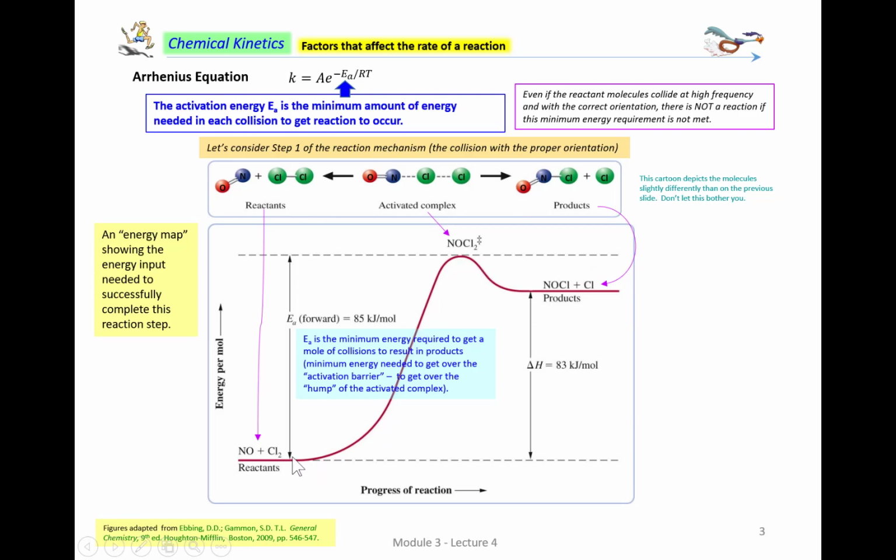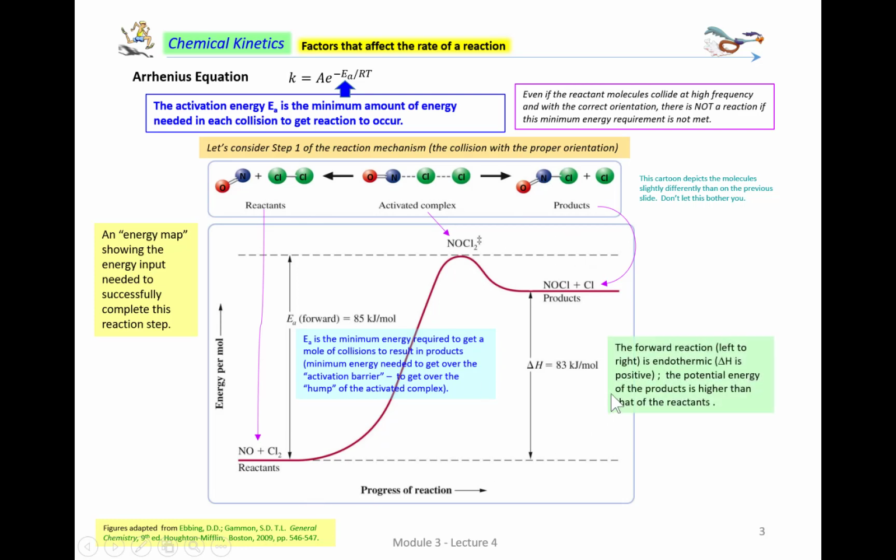The energy needed to get to the top of that hill is called the activation energy, and it's the activation energy of the forward reaction, because we think of reactions as going from left to right. Here it's known to be 85 kilojoules per mole, and it's the minimum energy required to get a mole of collisions to result in products. In other words, the minimum energy needed to get over the activation barrier, as we call it here, or over the hump of the activated complex.